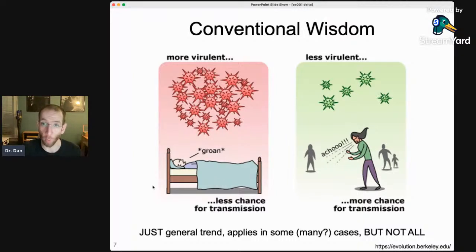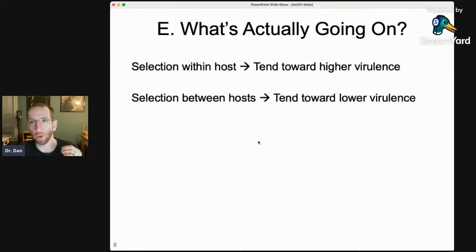What I want you to take away from this is not this trade-off directly. What I want you to take away from this is this inter-host competition versus intra-host competition and the tension between those two levels of competition, okay? So let's talk about what's actually going on here.